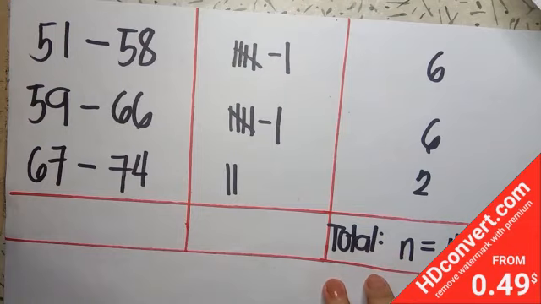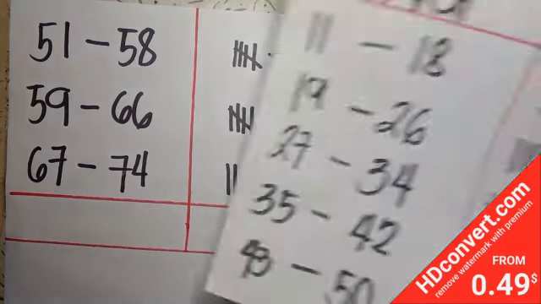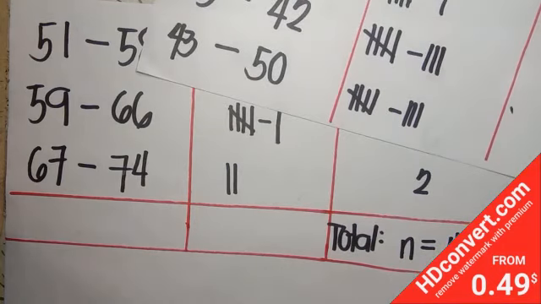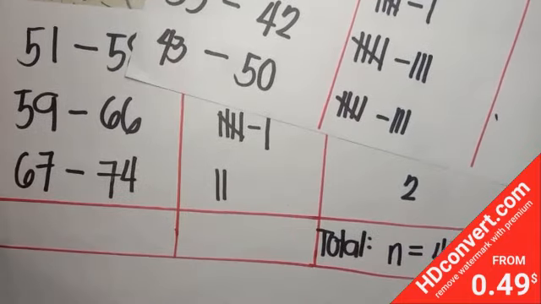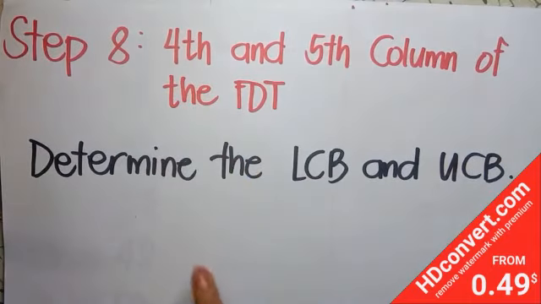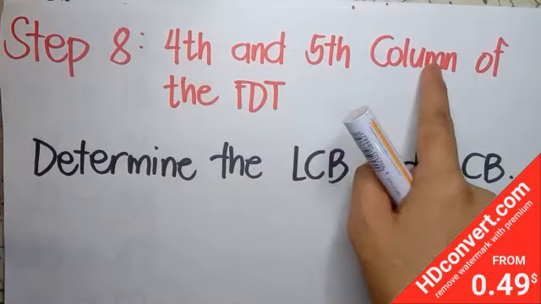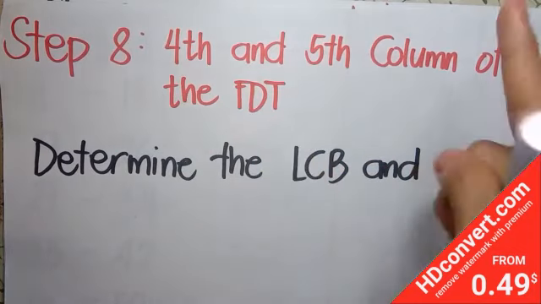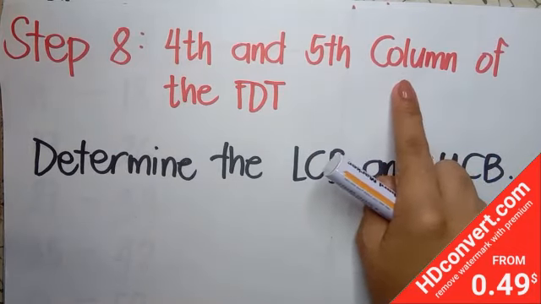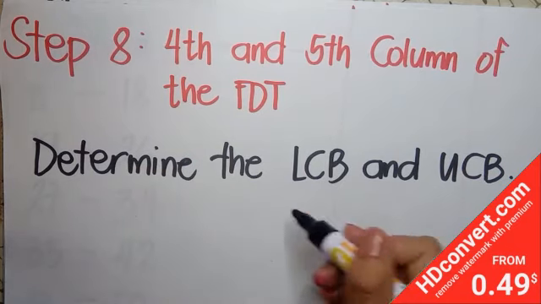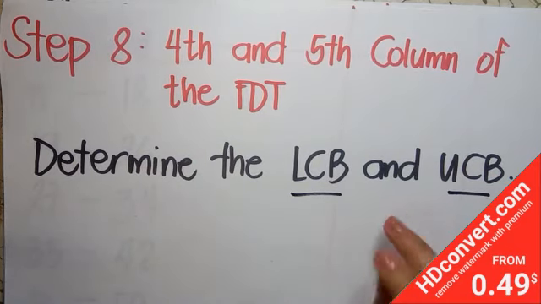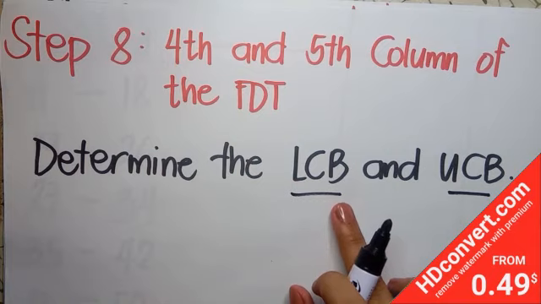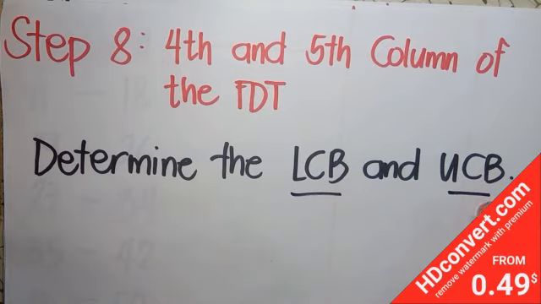Ibig sabihin ng N, ito yung class size or yung observations. So, total ulit natin ay 48. Next step, ay hanapin natin yung fourth and fifth column ng FDT. Ano ba ilalagay natin doon? Ang ilalagay natin doon ay yung LCB at UCB. When we say LCB, it is the lower class boundary. And when we say UCB, it is the upper class boundary.